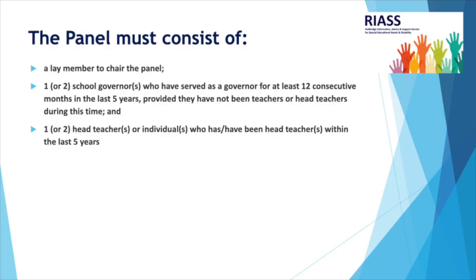The local authority or the academy trust must construct the panel with either 3 or 5 members. 1, a lay member to chair the panel. 1 or 2 school governors who have served as a governor for at least 12 consecutive months in the last 5 years, provided they have not been teachers or head teachers during this time, and 1 or 2 head teachers or individuals who have been head teachers within the last 5 years.